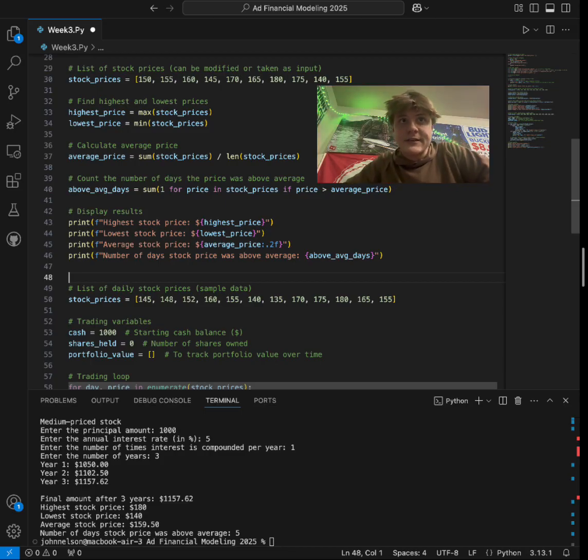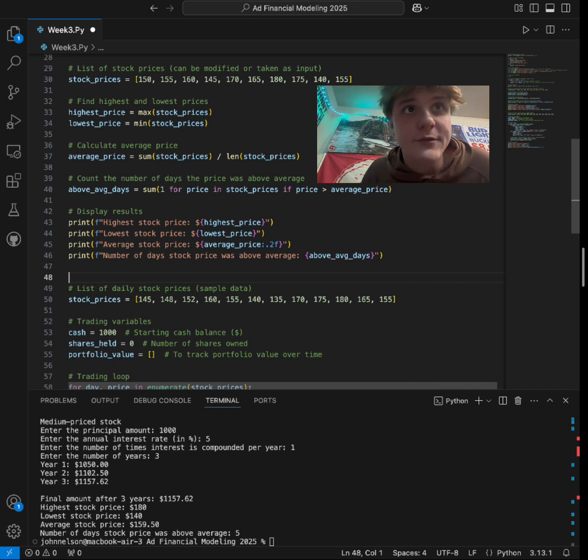Then number sign, find highest and lowest prices. So highest price equals max stock prices, and then lowest price equals min stock prices. Then we need to calculate the average price. Average price equals sum, parentheses stock prices, divided by len, parentheses stock prices. Then number sign, count the number of days the price was above average. Above average days equals sum, parentheses 1 for price in stock prices if price is greater than average price. Then we need to display results.